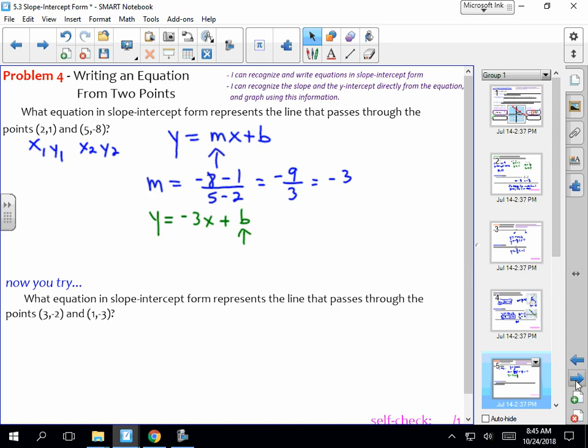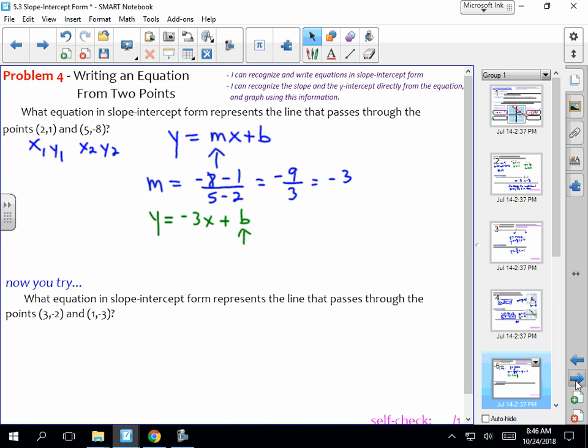They don't even have a coordinate that has an x of 0. If they had, like, 0, 7 as one of the coordinates, then b would be 7. But neither one of these points has a 0 as its x coordinate, so I've got to figure out b. I could figure out b if I knew an x and a y to plug in here. I can't handle this with 3 letters in it, but I could solve for b if I knew an x and a y. Well, the truth of the matter is I have 2 x's and 2 y's to choose from. Right? I could pick one of these points on the line and plug them in.